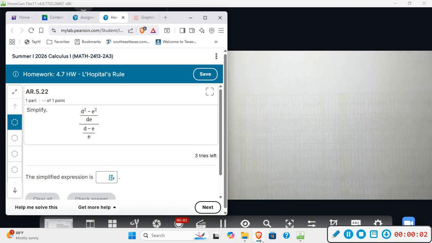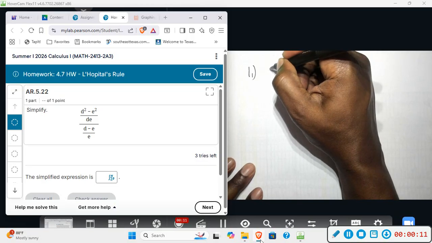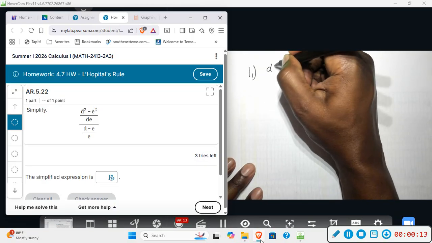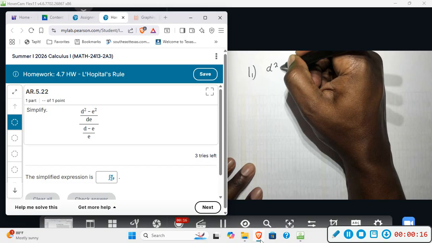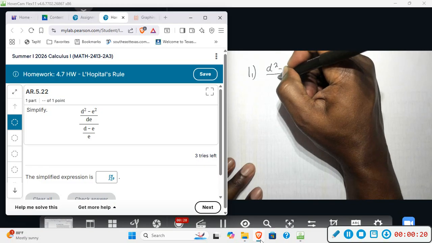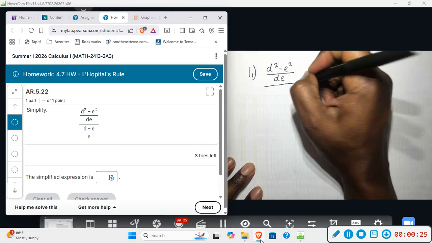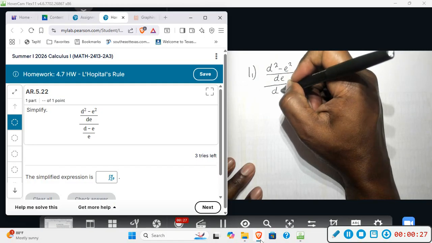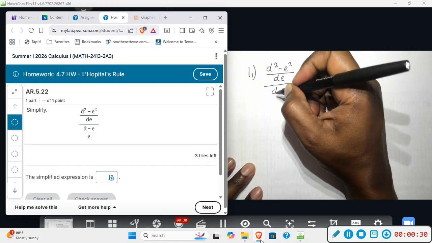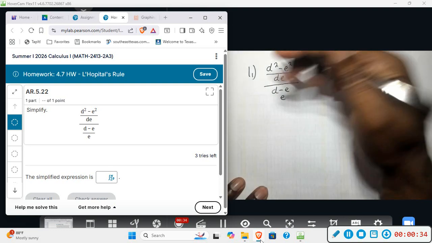All right, L'Hopital's rule number 1. This looks like a review. We just want to simplify the expression. So we have (d squared minus e squared) over dE, all over (d over e minus e over e)... So we will do keep, change, flip.